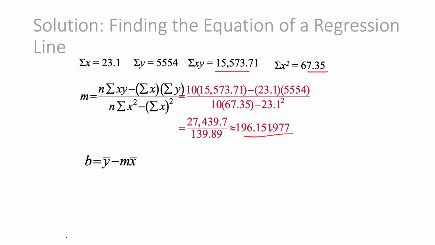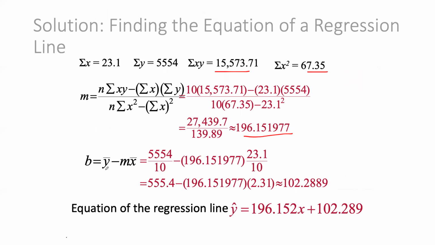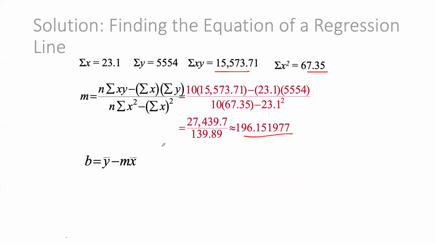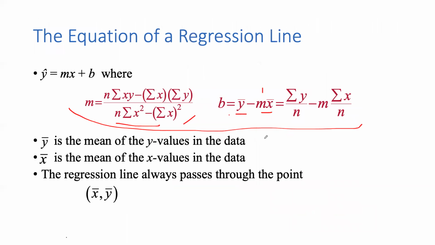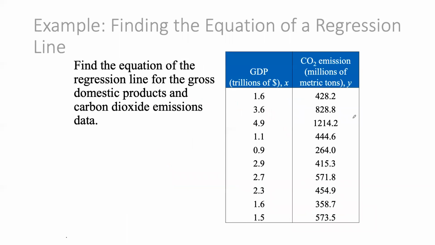Now, the other part of the equation is that I need to find b. B is y bar minus m times x bar. So what is y bar here? Y bar is the average of all the y's. So I sum all the y's up, which is 5,554, and divide by n. That tells me the average of the y's. So that's the second formula I've written down. B here is the average of y's, so add all the y's up, divide by n, minus m, whatever you found in the first part, times the average of the x's.